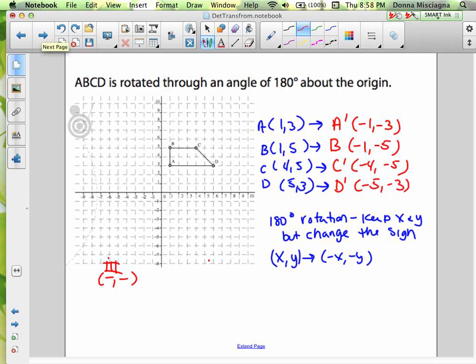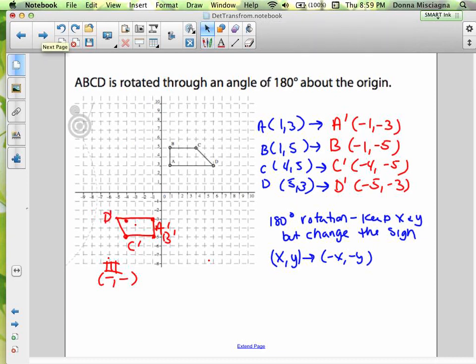So negative 1, negative 3 is right here, A prime. B prime, negative 1, negative 5. C prime, negative 4, negative 5. And D prime, negative 5, negative 3. Okay, and now here's our figure. And on a 180-degree rotation, it's going to look like you reflected twice. Like you reflected once over the y-axis, and then again over the x-axis, right? So a 180-degree rotation does look like that. And there we go. There's our rotated figure. That's all there was to it.